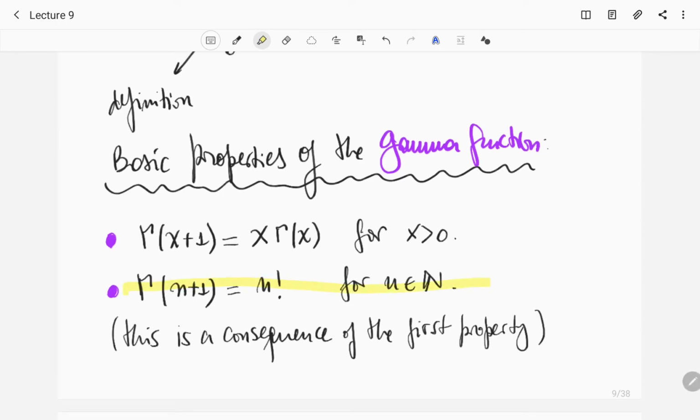Okay, and this is the definition, and the properties that we are going to use are these two, but mainly this one. So some basic properties are: if I want to know the value of the gamma function at x plus 1, then that's equal to x times the gamma function at x, for x positive. And you can prove this by integration by parts. Then in the particular case where x is an integer, we have this property, and it's just a consequence of the first property, iterating it.